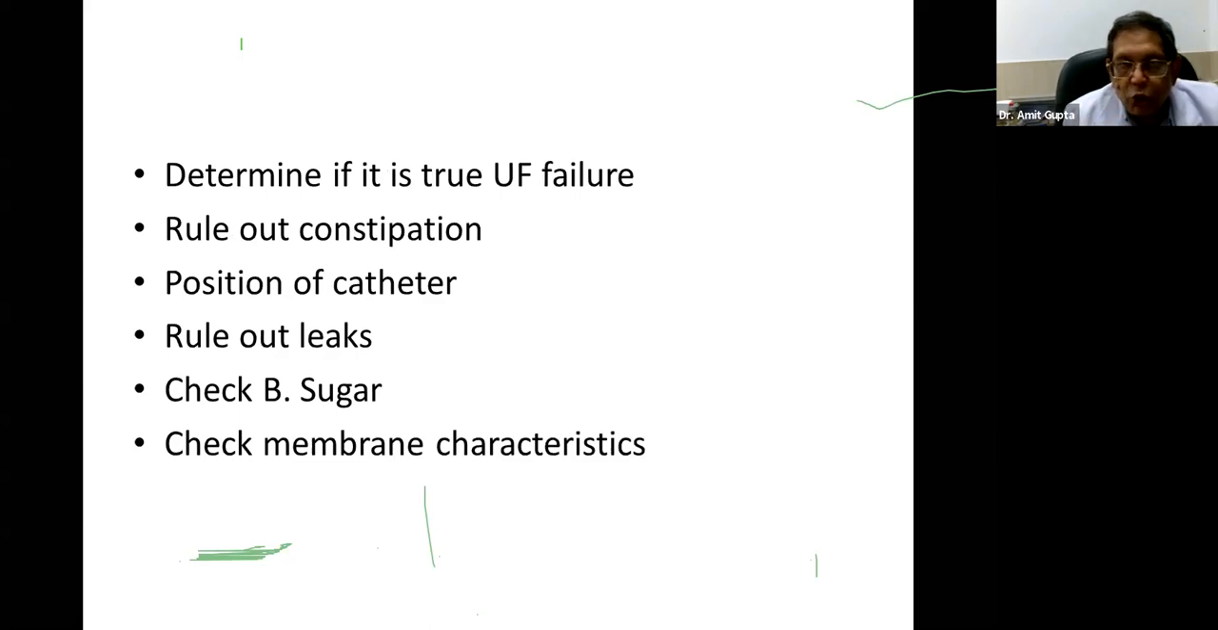So you must determine if this is a true ultrafiltration failure. You can rule out whether the patient is constipated. As you mentioned, you must see for the position of the catheter, you can get an X-ray KUB and see whether the catheter is in the true pelvis or not. Rule out leaks. The patient can be having a loss of ultrafiltration, the fluid is getting into the pleural space or into the anterior abdominal wall or into the genital area. Check for blood sugars. He's a diabetic, it's possible that his sugars are uncontrolled. And if you have high blood sugars, you will be getting a lower ultrafiltration. And then ultimately check, as you mentioned, the membrane characteristics.